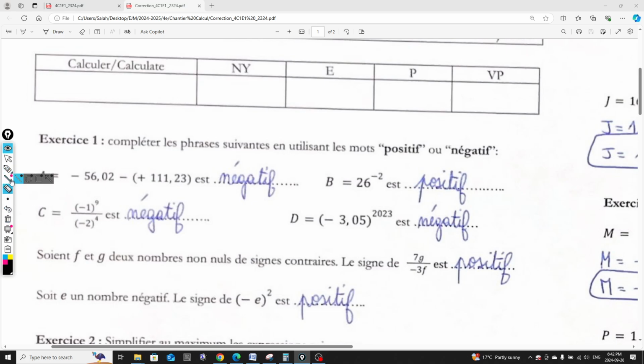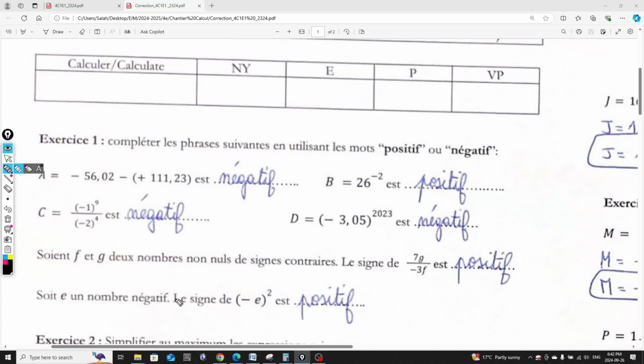Alrighty. Let's move on to this one down here. Now, soit E un nombre négatif, le signe de that est. Okay, great. Well, we've actually talked about the fact, I think I repeated it several times now, it doesn't matter what your base is. As long as your exponent is even, your answer is always going to be positive. So bam, there you go, it's positive.